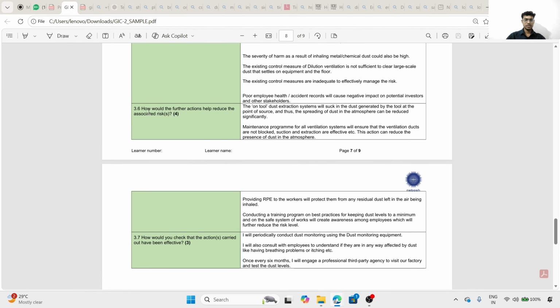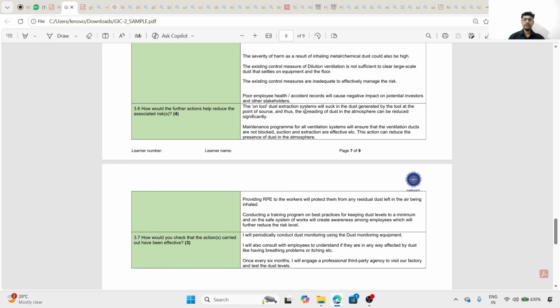Then coming to 3.6, how would the further action help reduce the associated risk? You had mentioned some controls, equipment purchase and all these things. You had mentioned a control system and everything. So how can it control? That you should mention over there. The on-tool dust extraction system will suck in the dust generated by the tool at the point of source, which means the machine that you have mentioned will clear the hazards over there, the dust and everything, and it will make a significantly good change.